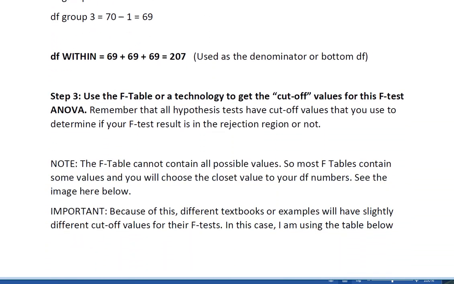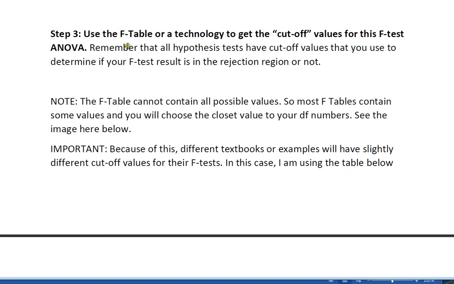That was step 2. In step 3, we're going to use an f-table to determine the cutoff value for our f-test. Remember, whenever you run a hypothesis test, whether it's a z-test, a t-test, an ANOVA test, you need to know your critical values. In other words, your cutoff values that will allow you to determine whether your result is significant or not. The cutoff values tell you where the rejection region is. So if you have a cutoff value and your f value is to the right of that or larger, it's in the rejection region. But we'll see what that looks like in a moment.